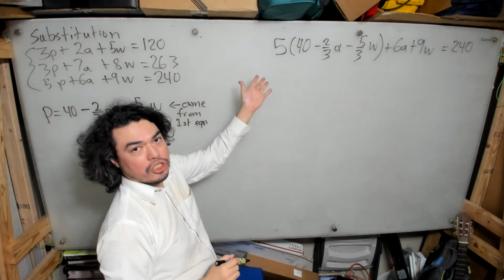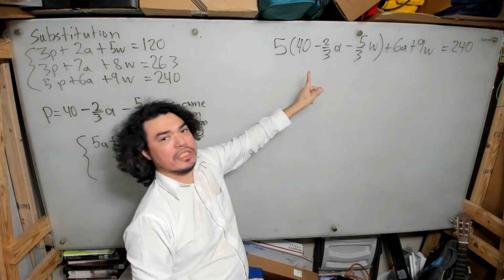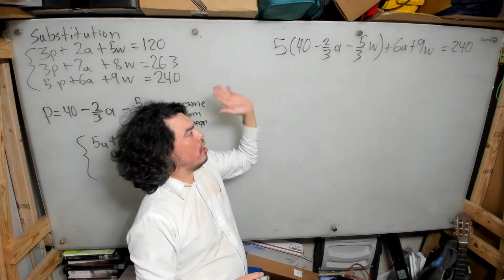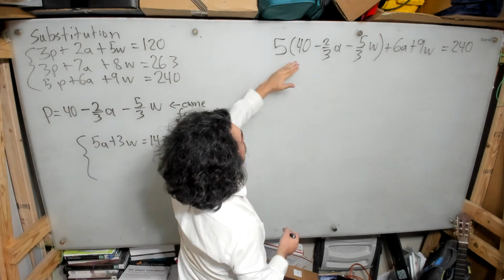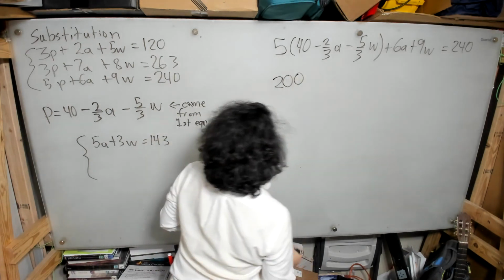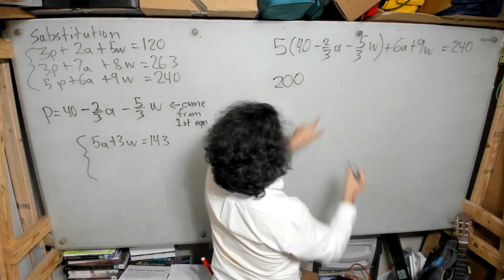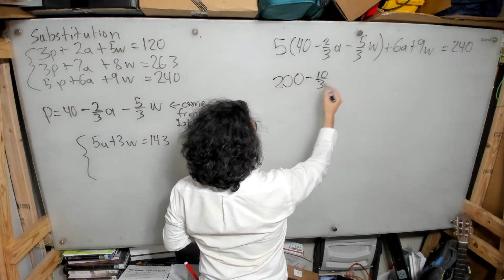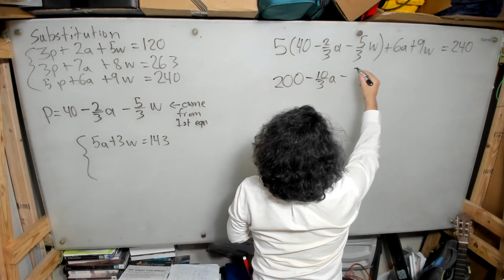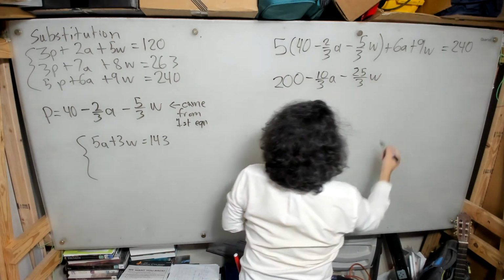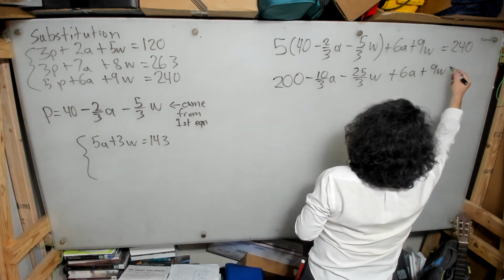So now you can already see that just as before we had an equation from the original system that has P, A, and W as its variables, and in this formulation you can already see, even though we haven't simplified it yet, that because of my substitution, I now have only A and W in this equation. Okay, so now we're going to do the distribution. 5 times 40, that's going to be 200. We can do that multiplication. 5 times negative 2/3 A will be minus 10/3 A. 5 times negative 5/3 W will be minus 25/3 W. Then we're going to bring this down. Plus 6A plus 9W equals 240.